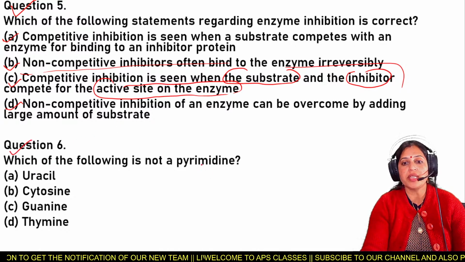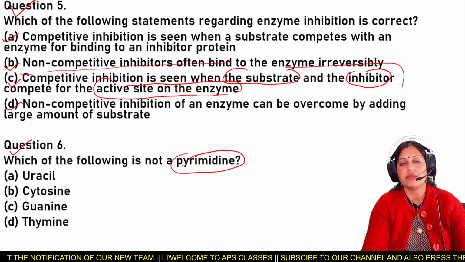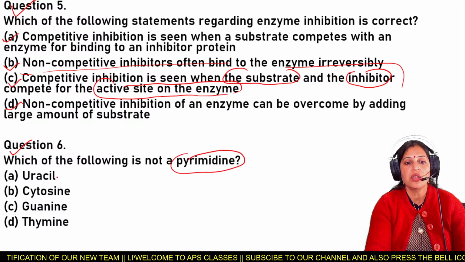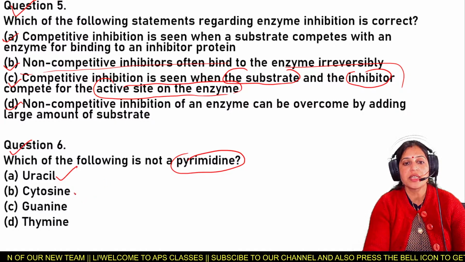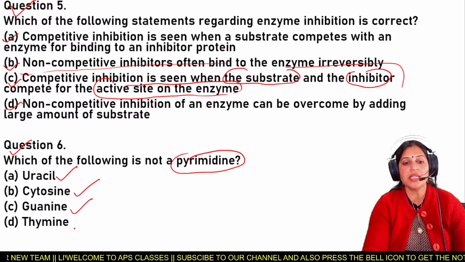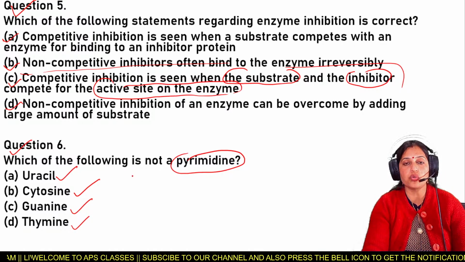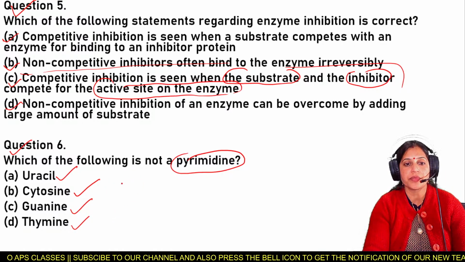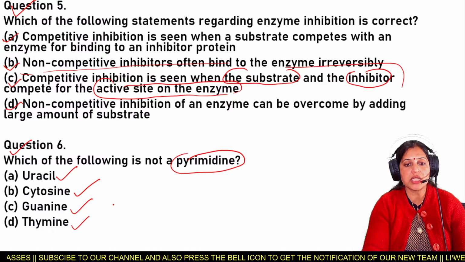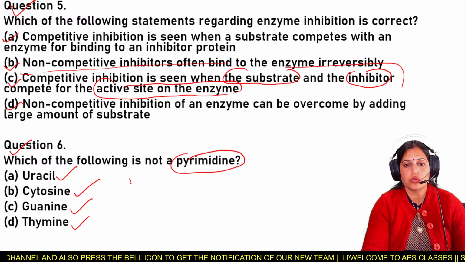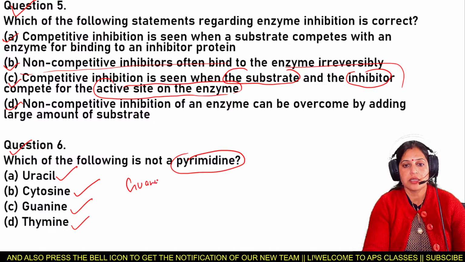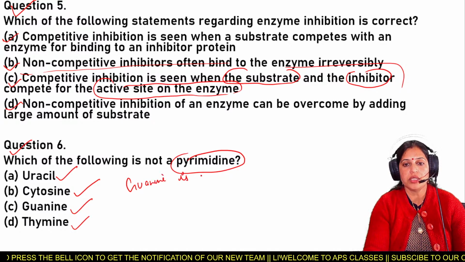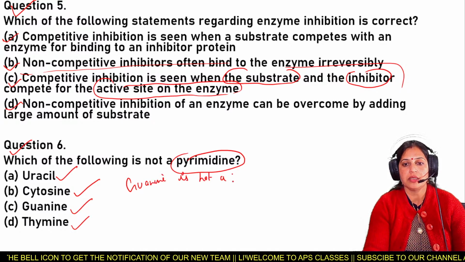Next is question number 6. Which of the following is not a pyrimidine? Options are uracil, cytosine, guanine, and thymine. You have to choose which of these is not a pyrimidine. So guanine is not a pyrimidine.